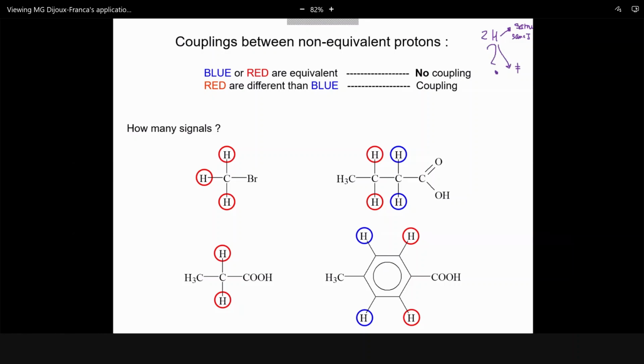For example, here in this molecule, this is a methyl with a bromine. In a methyl group, the three protons are always equivalent. They are always the same. So we always have only one chemical shift for all of them, and they will not couple to one another because they are all the same. There is no difference.